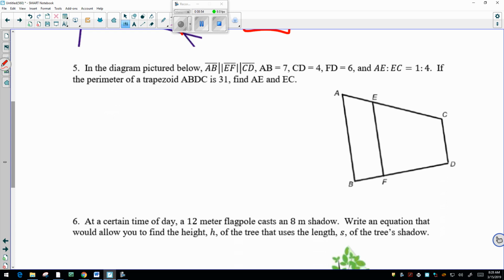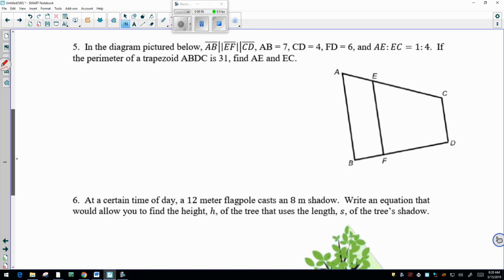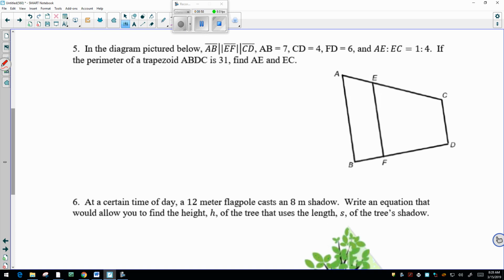Similarly, down here on number 5, I have 3 sets of lines that are parallel. And if I'm going to label this here, I have AB is 7, I have CD is 4, I have FD is 6, and then I get this ratio. AE to EC is 1 to 4. Okay, anytime we see a ratio, I always think attach a variable. So it's like saying 1x to 4x.